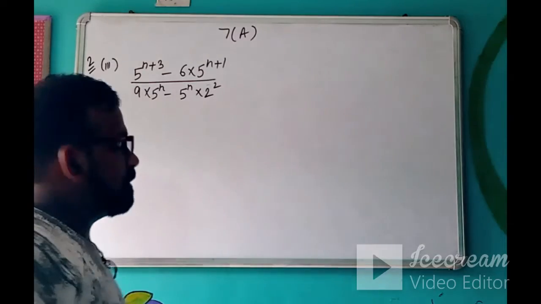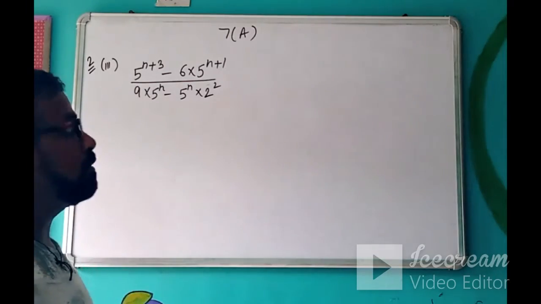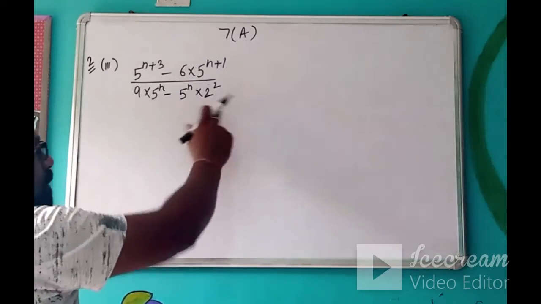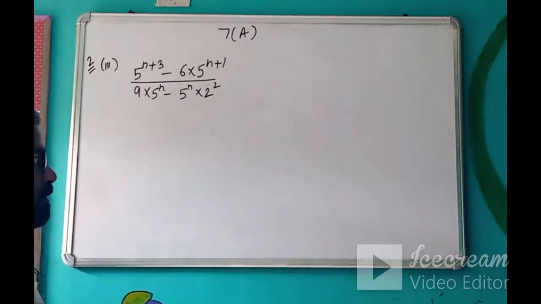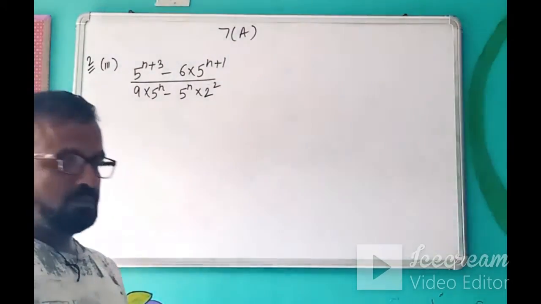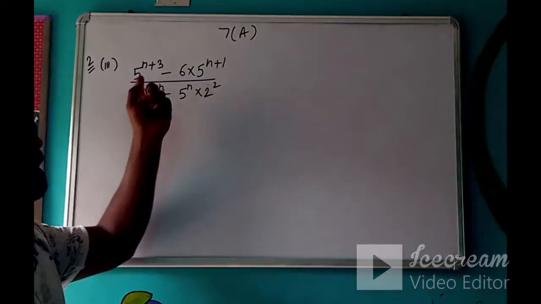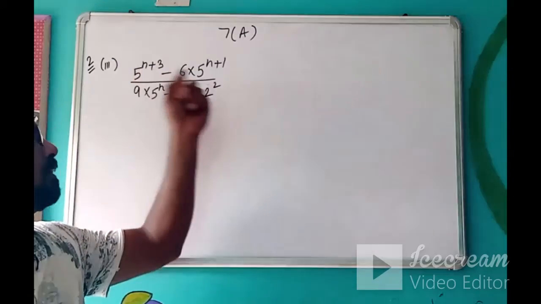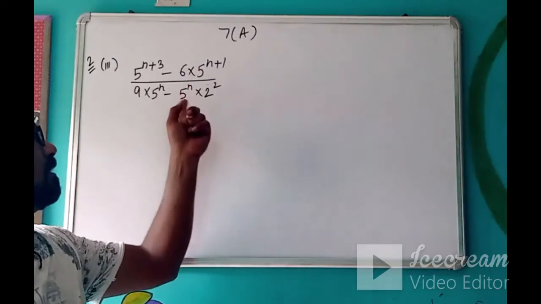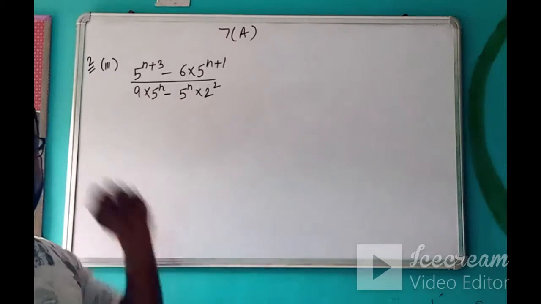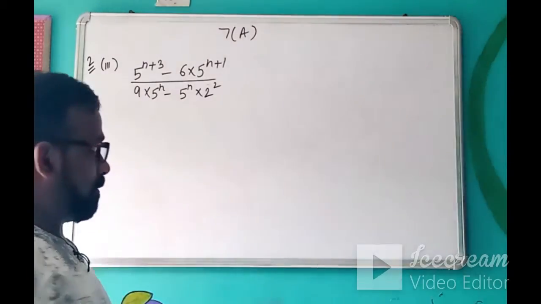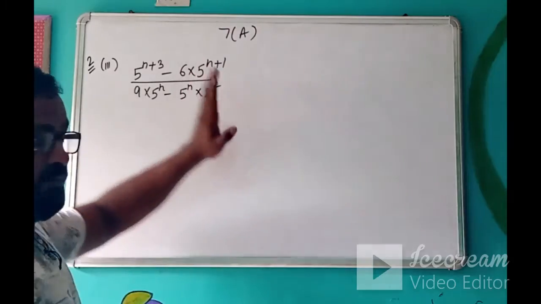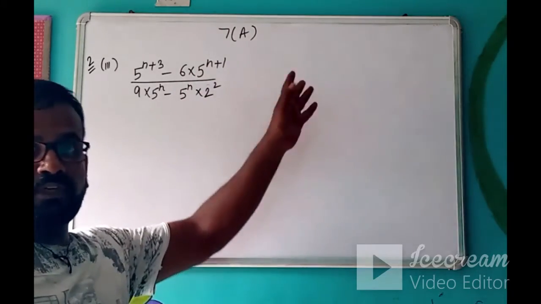Okay, let's discuss one more type of question, number 2. We have to evaluate this expression. Before starting, we will first observe it. What is our observation? See, it is 5 to the power n, 5 to the power n, 5 to the power n, 5 to the power n. That means we will try to take 5 to the power n common in both numerator and denominator.